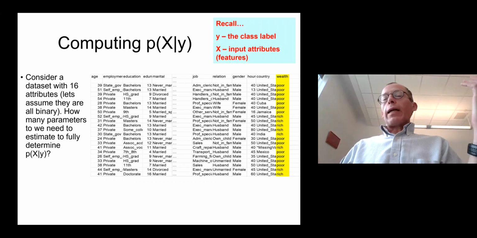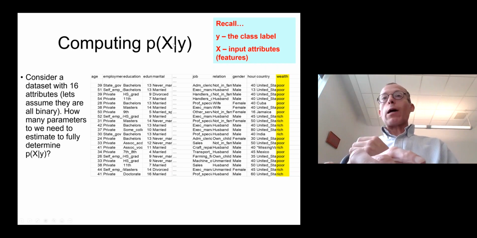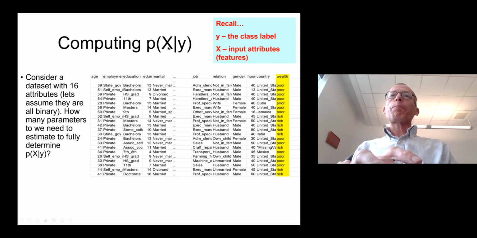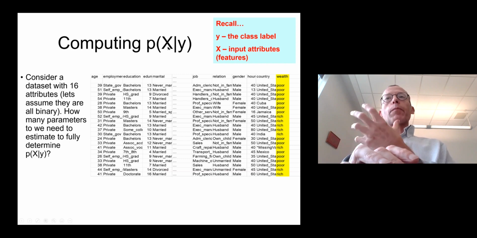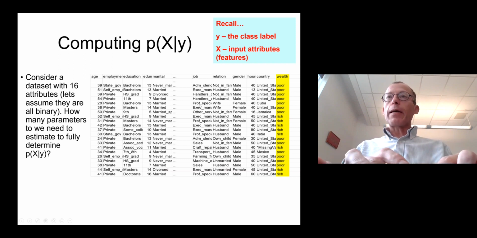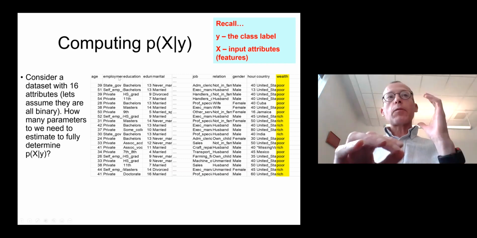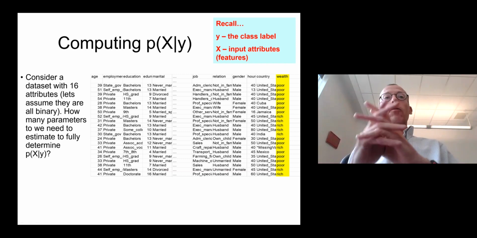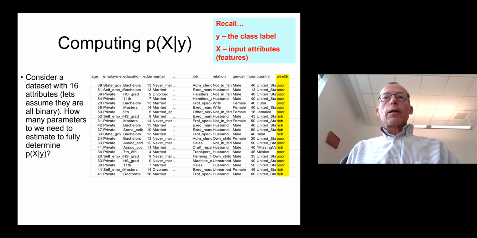So let me just give you an example of a big problem where trying to compute this P of X given Y, which is required, of course, for the Bayes decision rule, can become a problem. Let's say we want to compute some label given some census data. So data about individuals: we know their age, their employment, their education and their job, and so forth and so forth.